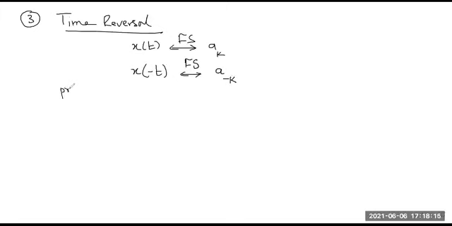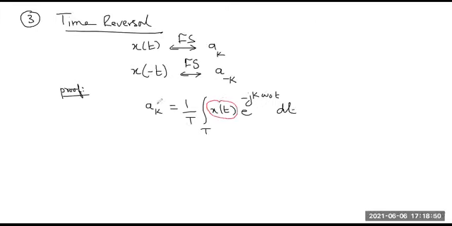So again, if someone wants to prove this property: a k is equal to the integral of x of t times the exponential, and this is the corresponding Fourier coefficient. Now, the other signal for which I want to find the Fourier coefficient is x of minus t. So what is going to be the Fourier coefficient of this signal?